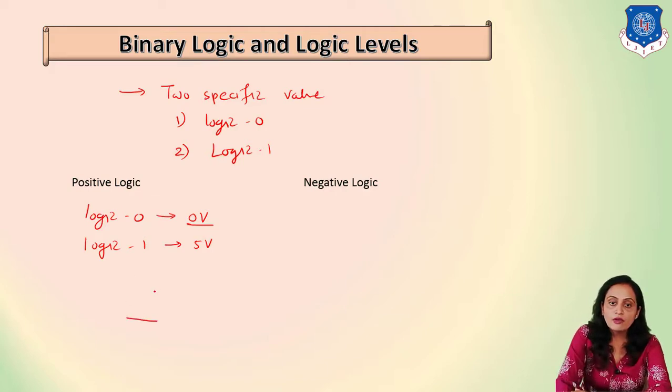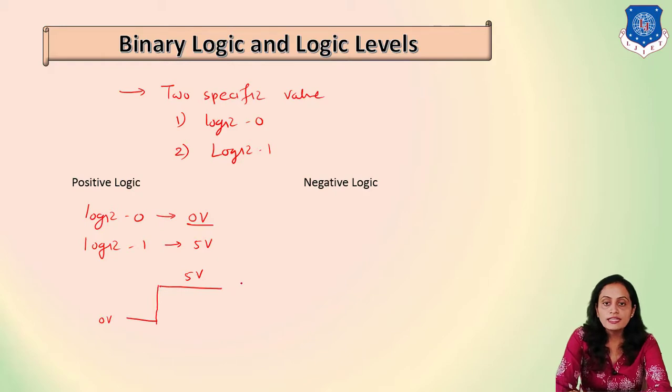So if we have, for example, this pulse signal, this is of 5 volt and this is of 0 volt, then we are describing it like this. So 5 volt is logic 1 and 0 volt is logic 0. So this is an example of positive logic.